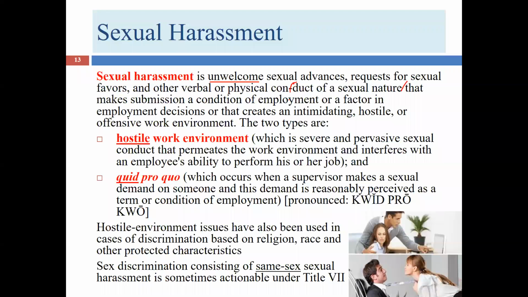If you want to stay working here, you have to date me, you have to sleep with me, you have to put up with my jokes. So it makes submission a condition of employment or a factor in employment decisions, or that creates a hostile, intimidating, or offensive work environment. So there's three behaviors that we're looking at. And there's three ways it can affect the workforce. I'll call this A, B, and then this last one is C.